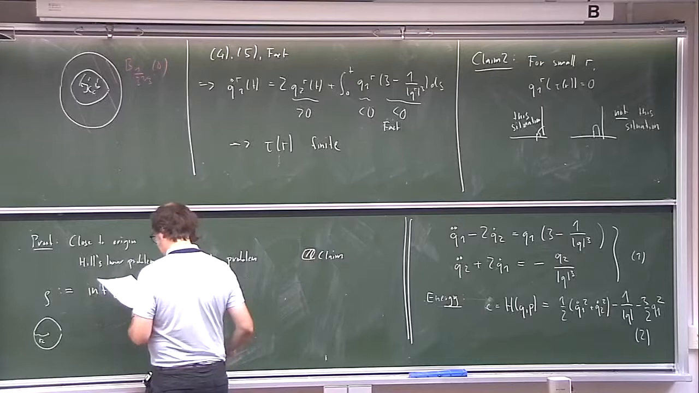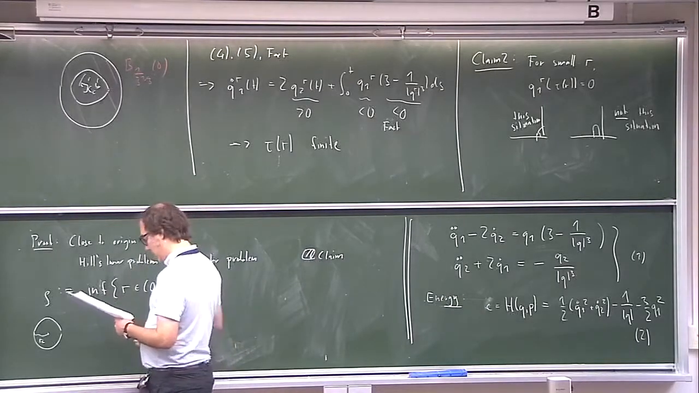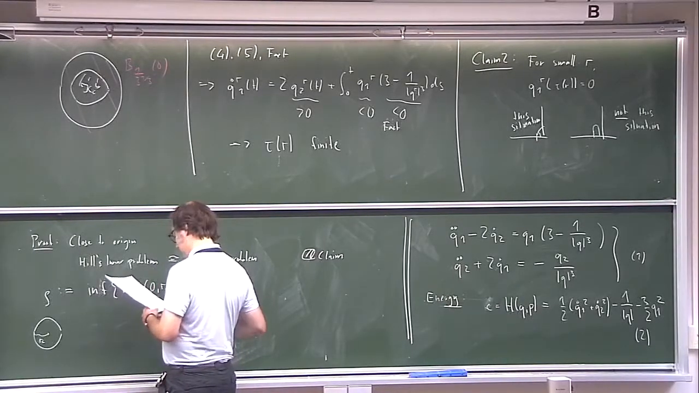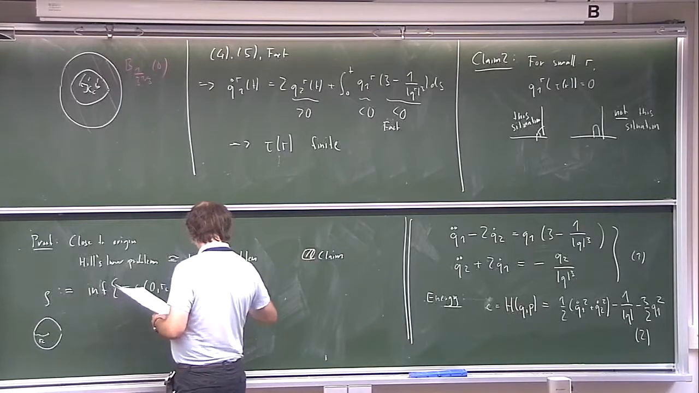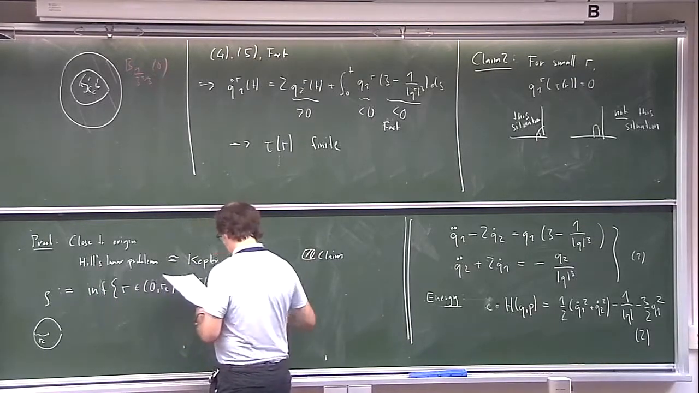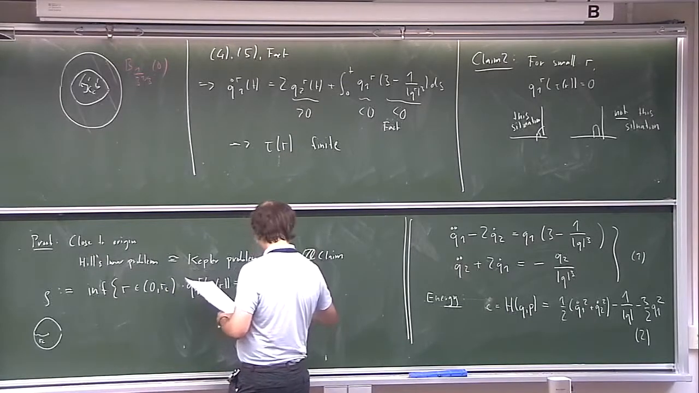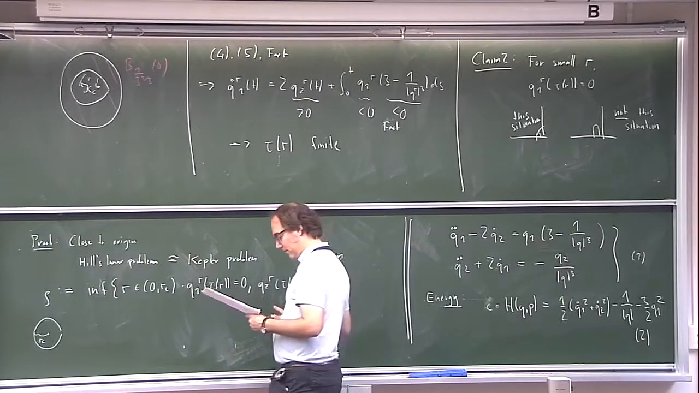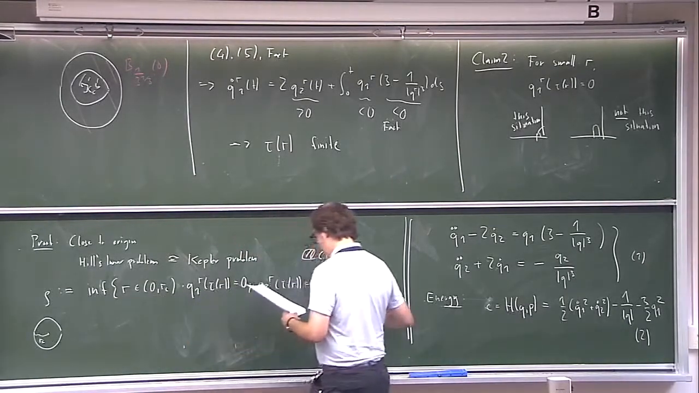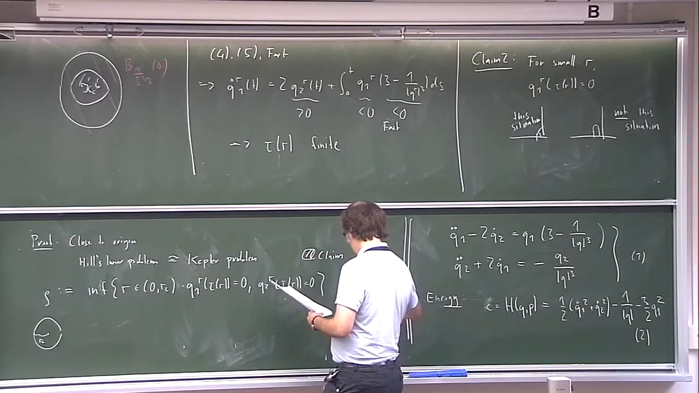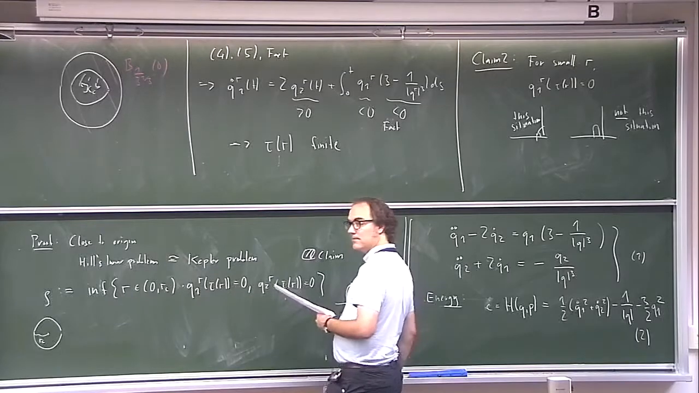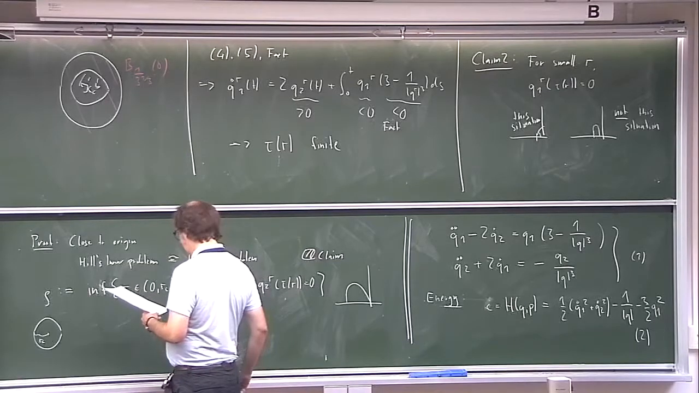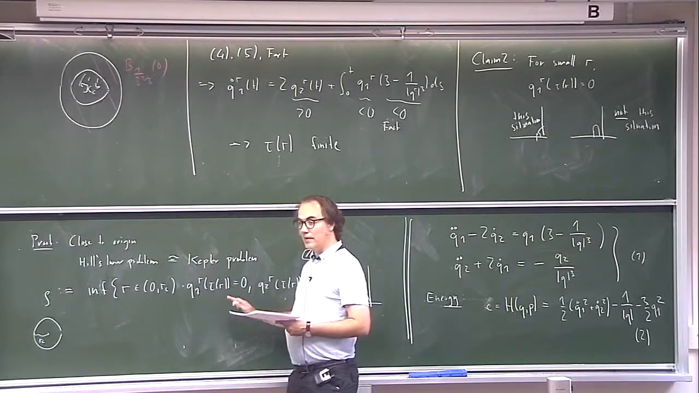I define the first R where I will have a collision. I will have Q1 R tau R equals 0 and Q2 R tau R also 0. So both are 0, so that means we collide, like this. And so a priori we don't know if this really happens.